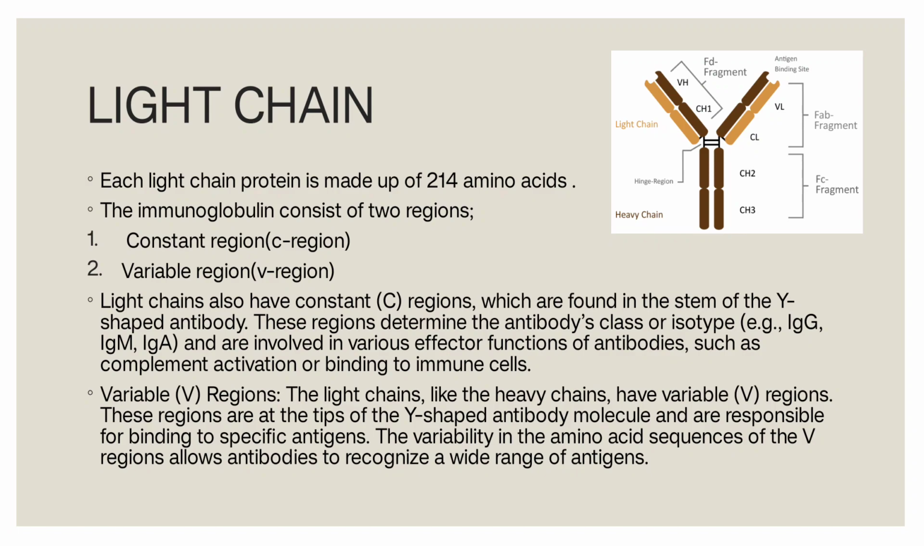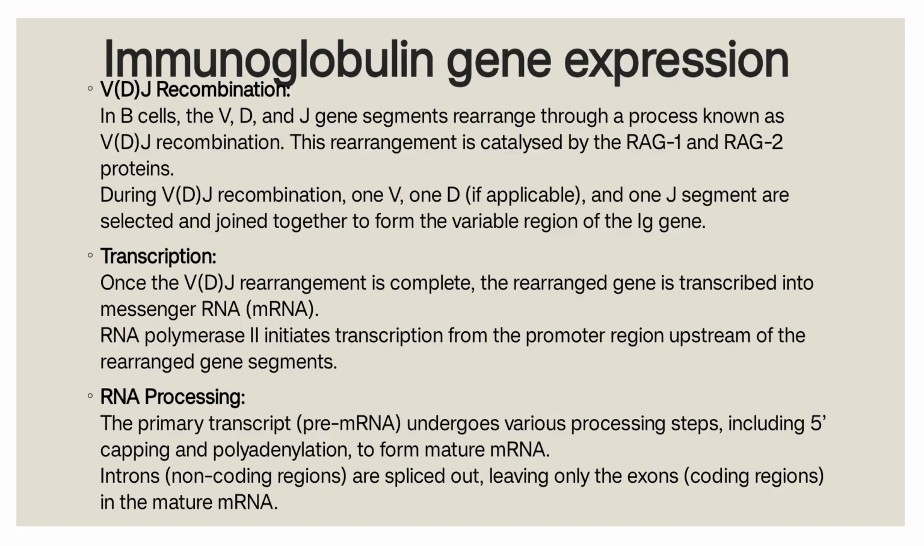The next one is the variable region. The light chain, like the heavy chain, has a variable region. These regions are at the tip of the Y-shaped antibody molecules and are responsible for binding to specific antigens. The variability in the amino acid sequence of the variable region allows antibodies to recognize a wide range of antigens.